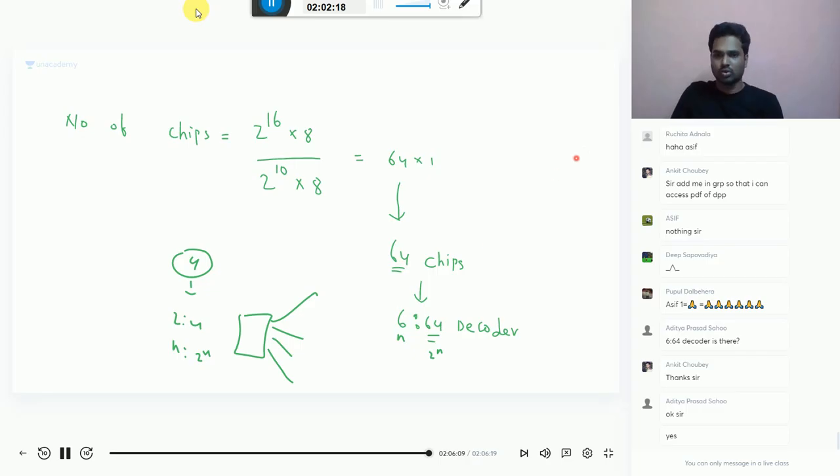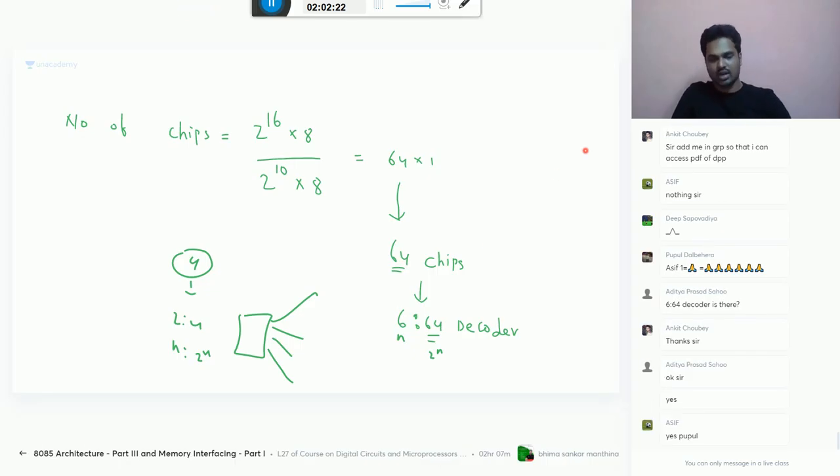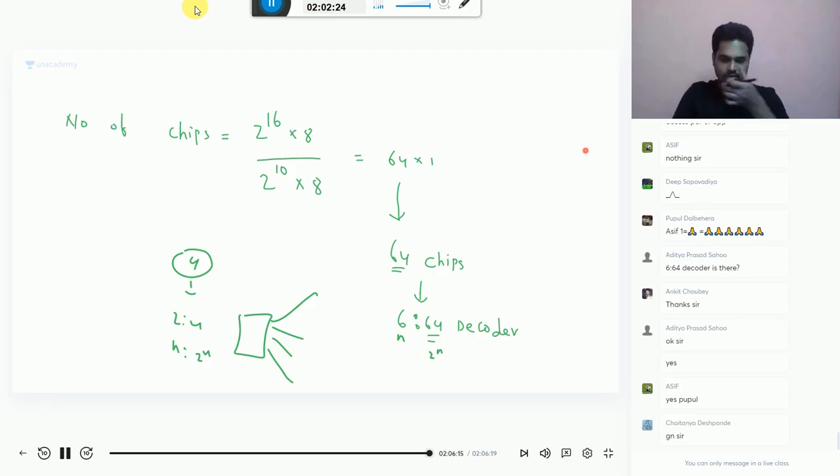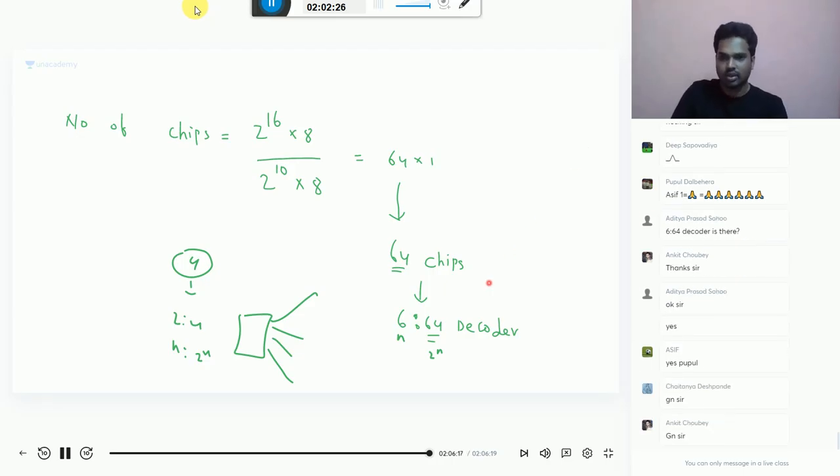So that's all for today. We'll meet tomorrow. Tomorrow we'll be starting instruction set also. Memory interfacing will be completed. Then we start the main part, instruction set of 8085. Okay, bye bye.